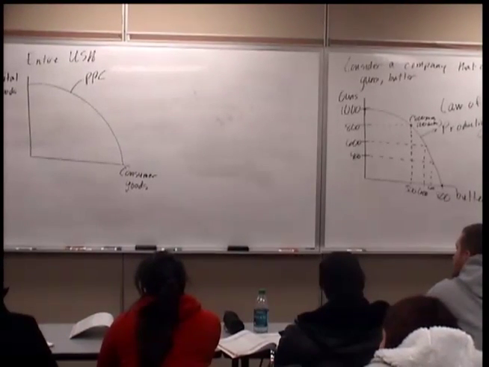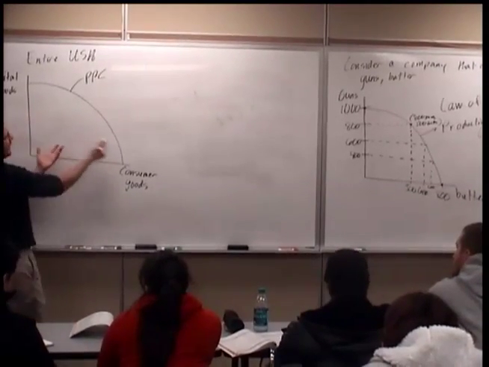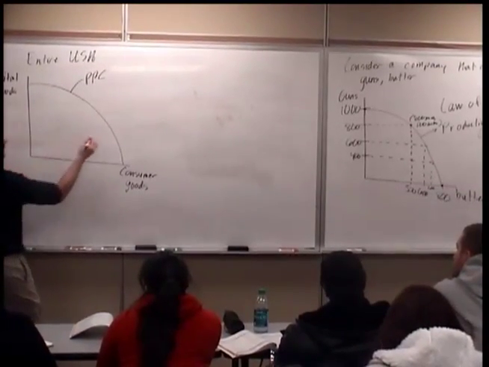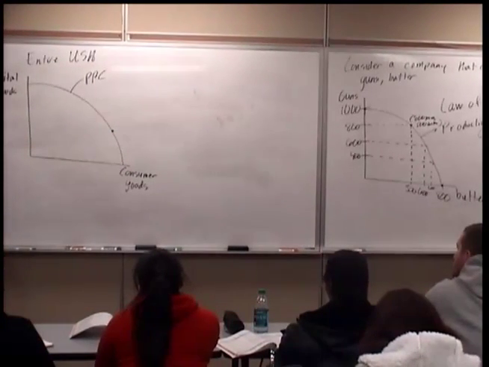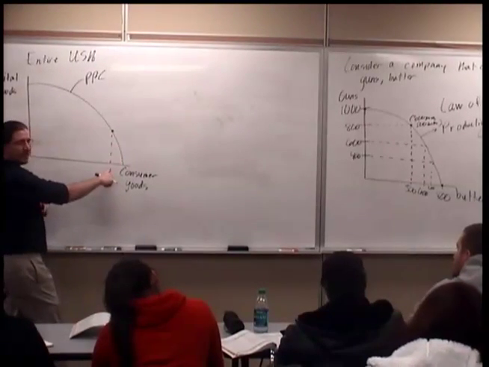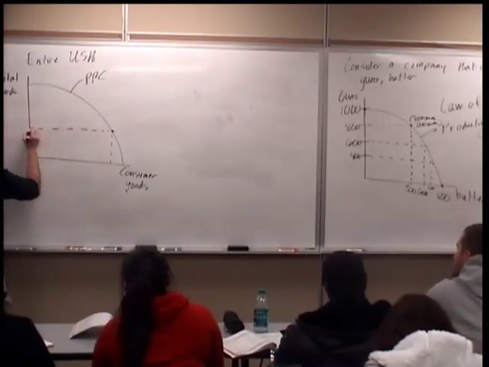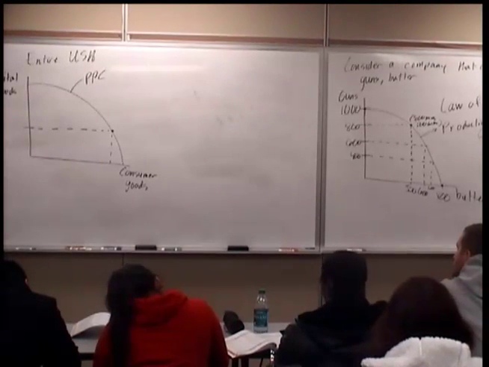So, if we are using all of our resources, it's my supposition that our point on the production possibilities curve is, say, somewhere over here. Because here, there are this many consumer goods and this many capital goods. So much more consumer goods than capital goods. All right?